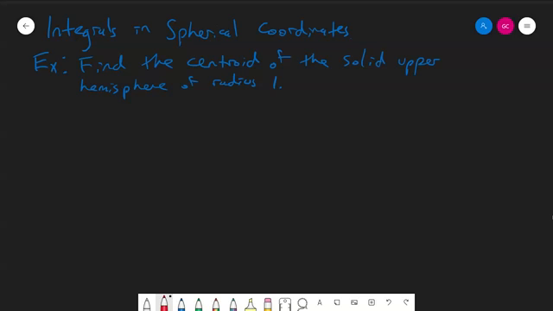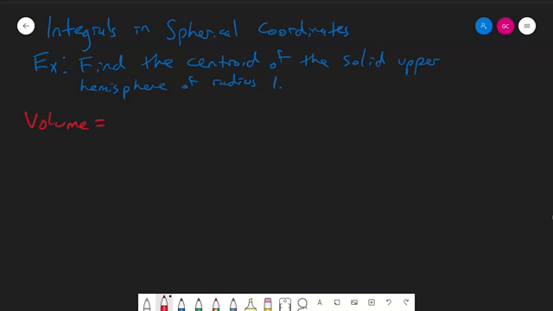Let's find the centroid of the solid upper hemisphere of radius 1. To find the centroid of a solid, first you need to know what the volume is. And of course, for many regions, you'd have to just do a triple integral to find that out.